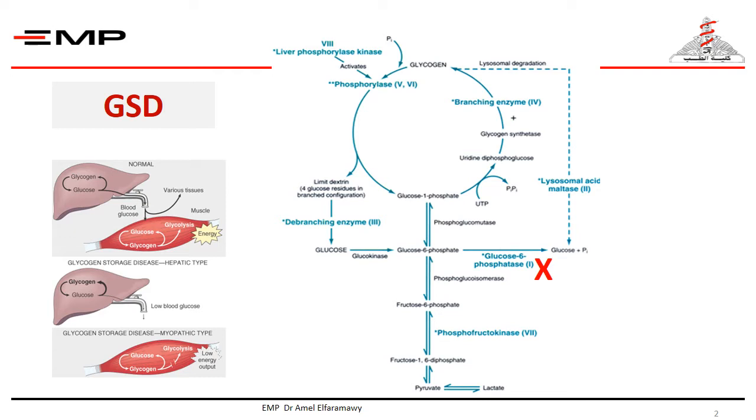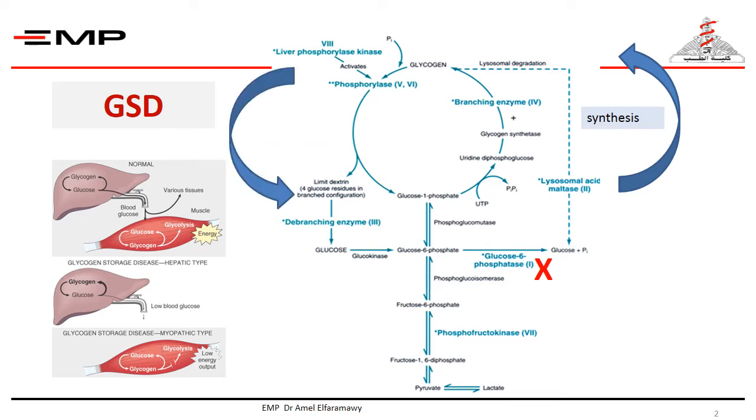Glycogen is stored normally in the liver, and its synthesis and degradation occur in a continuous cycle according to the blood sugar level. If it is high, the cycle will be towards synthesis, and if it is low, the cycle will be towards breakdown. This cycle is facilitated by many enzymes. Deficiency of any enzyme involved in this process will cause abnormal deposition of glycogen, which is called glycogen storage disease.